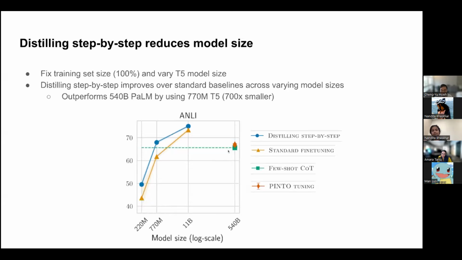And we see that by using distilling step-by-step, we can train small models that can outperform these two large language model baselines by using a much smaller model size. In this case, on ANLI, we can train a 770 million T5 model, which is 700 times smaller than the 540 billion PaLM model. We can outperform a 700 times bigger PaLM model by using distilling step-by-step.